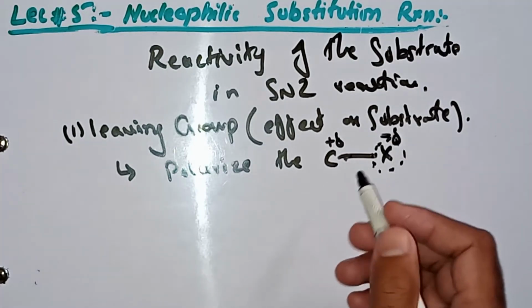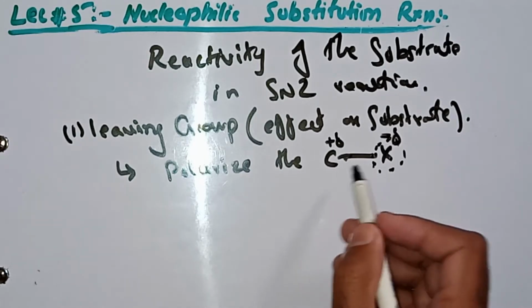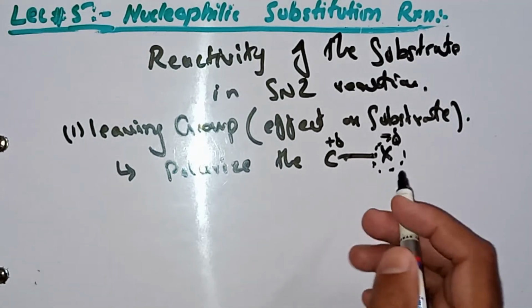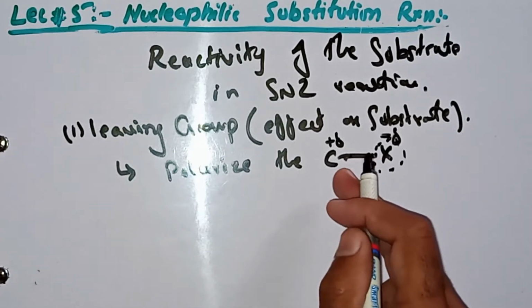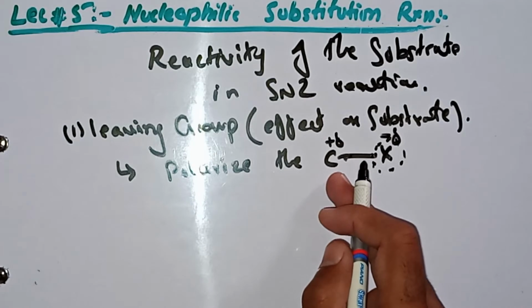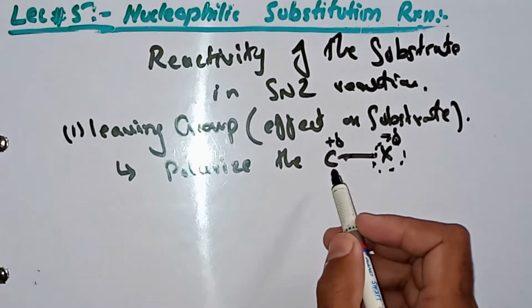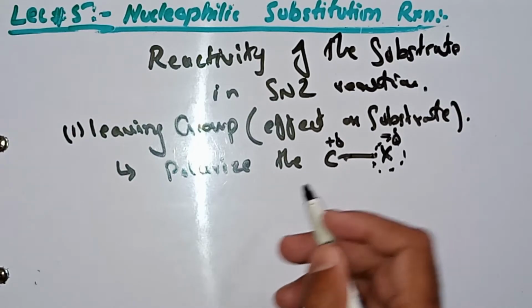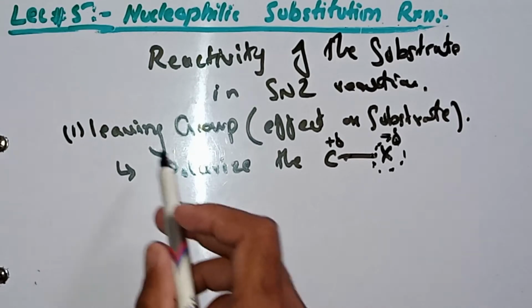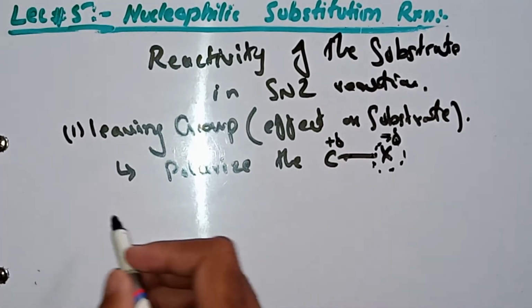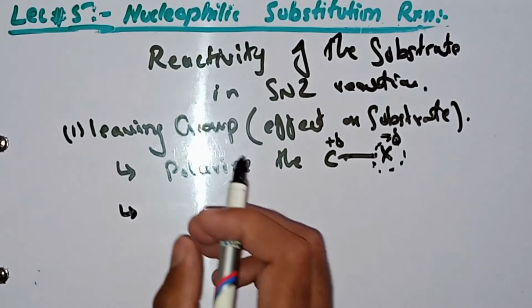This is the first purpose of the leaving group, because due to it this bond becomes polarized. When this bond is polarized, the nucleophile can attack the carbon that has a partial positive charge and acts as an electrophile. So the nucleophile can attack this carbon easily.